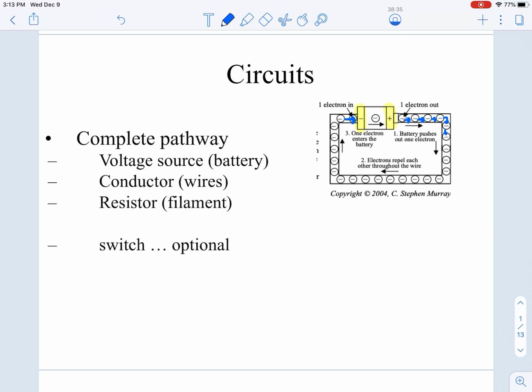Now, I want you to understand that we are following the conventional flow concept here as far as the direction, or what our rules are for determining the direction of our current flow. So according to the conventional flow, we have our electrons coming out of the positive end of the battery and returning into the negative end.